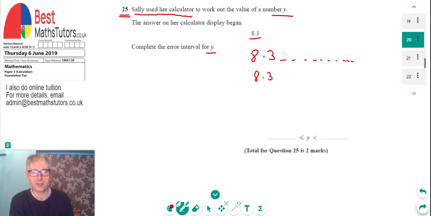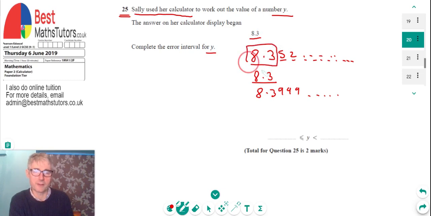So an example, it could be 8.352 going on forever, or it could just be 8.3, or it could be 8.399, etc., going on forever. And it's saying we don't actually know what the remaining digits were. It's just giving us the first two digits on the calculator.